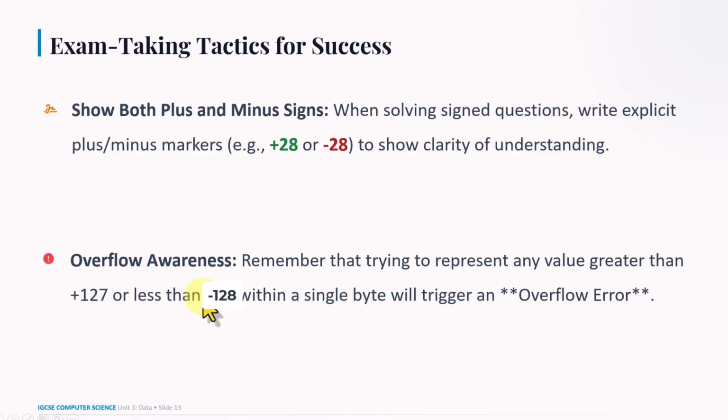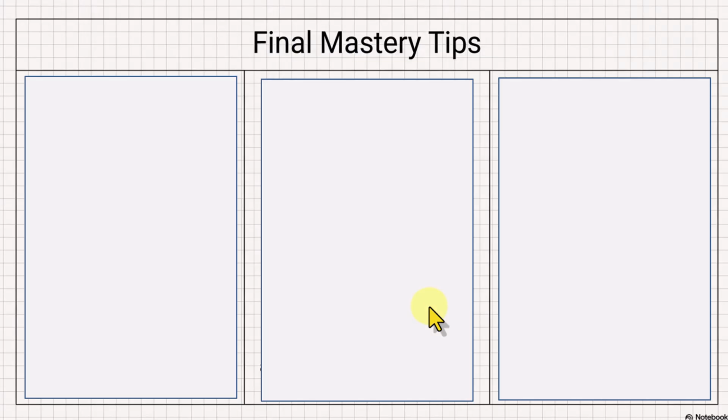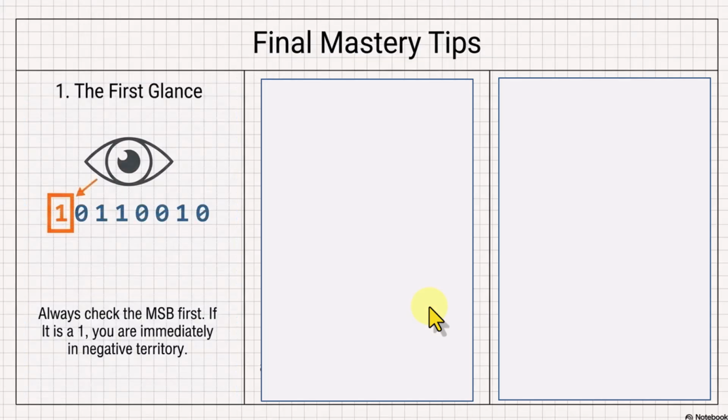If you try to store any number outside this range inside 8 bits, you will have an overflow error. For example, you cannot store 129 in 8 bits, or negative 130, you cannot store inside 8 bits.